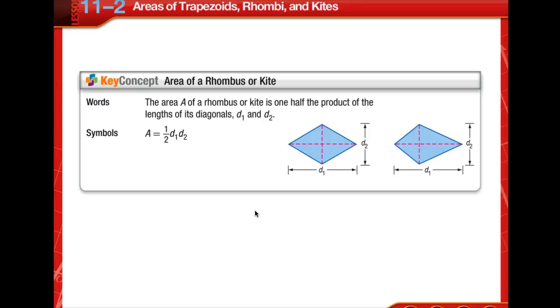Recall that a rhombus is a parallelogram with all four sides congruent, and a kite is a quadrilateral with exactly two pairs of consecutive congruent sides. The areas of rhombi and kites are related to the lengths of their diagonals. This is what's being stated in the key concept. The area A of a rhombus or kite is 1/2 the product of the length of its diagonals, denoted by D1 and D2.